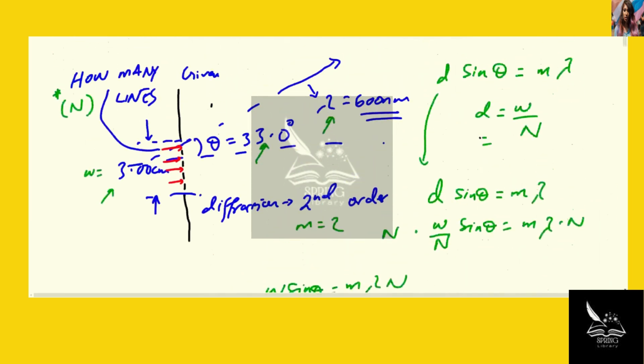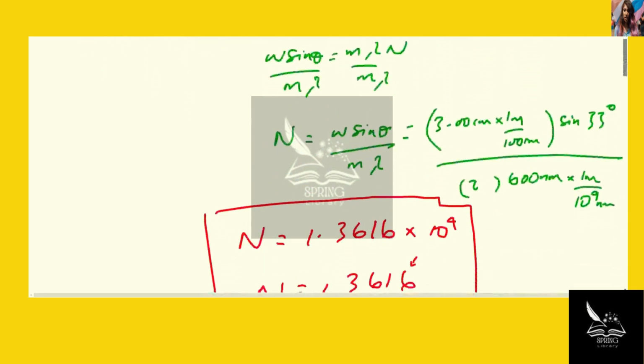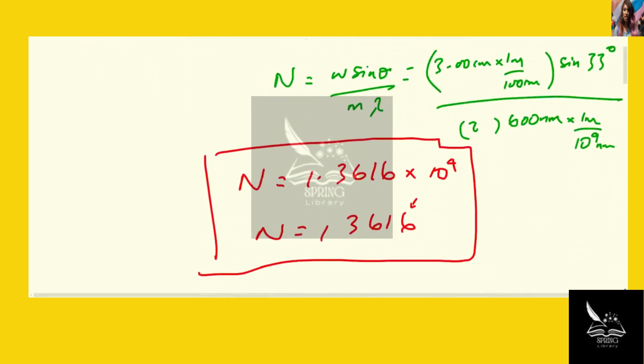So once again, we had a problem. In this instance, we're given the width of the diffraction grating as 3 centimeters. We wanted to find the number of lines going out with the light at 600 nanometers and the angle at 33 degrees. We know d sine theta is m lambda, and d is also w over n. N is the number of lines we're looking for. So we simplify the formula and plug all the values into the formula: the width, the angle, the order, and lambda.